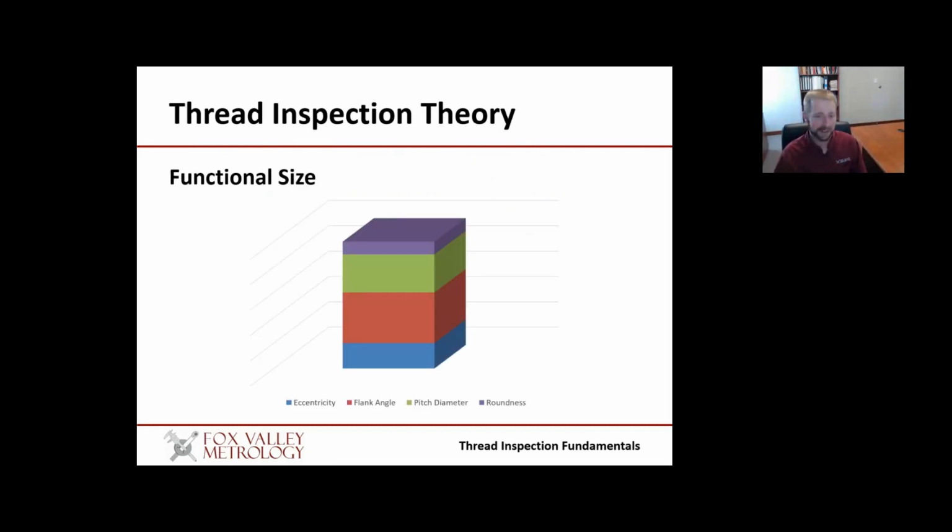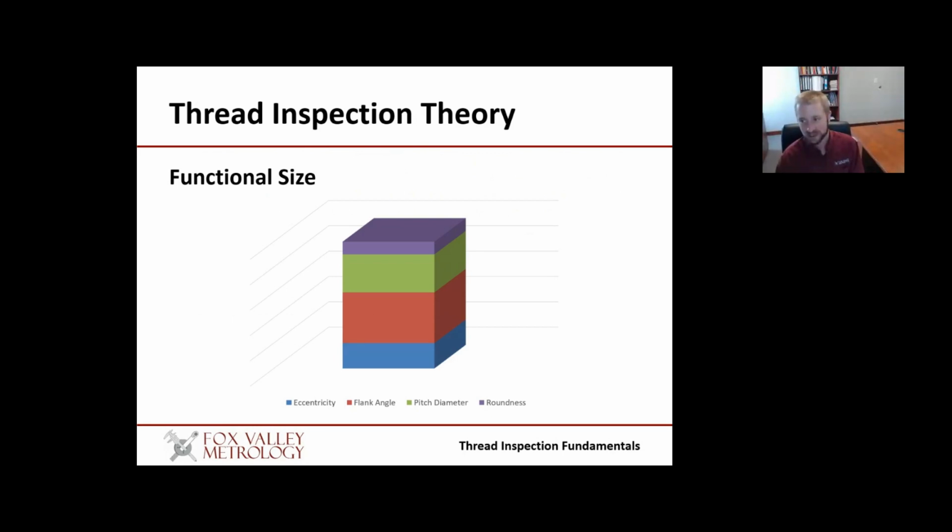Basically, all of these common sources of error essentially just stack on top of themselves. This becomes a very accumulative error, which ultimately affects the functional size of the threaded component. And this functional size is what really needs to be focused on and discussed here, because this is the most important criteria as we're discussing the actual application of a threaded component.